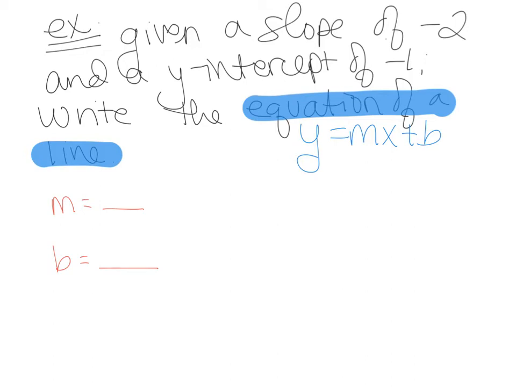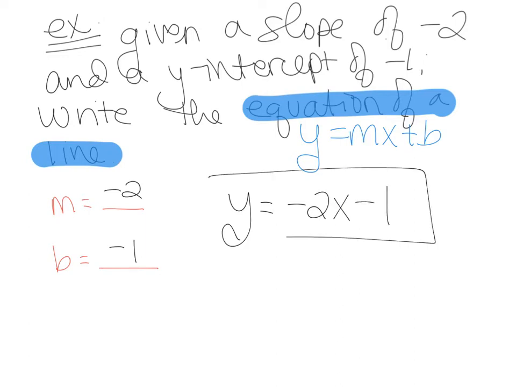So m equals the same thing as slope, and slope is -2, so I'm going to write -2. And b is my y-intercept. B equals -1. So if I circle this, am I done? No, I have to write my equation. So I'm going to say y equals -2x minus 1. And I'm done. I know I'm done because I've written the equation. It looks like y equals mx plus b.